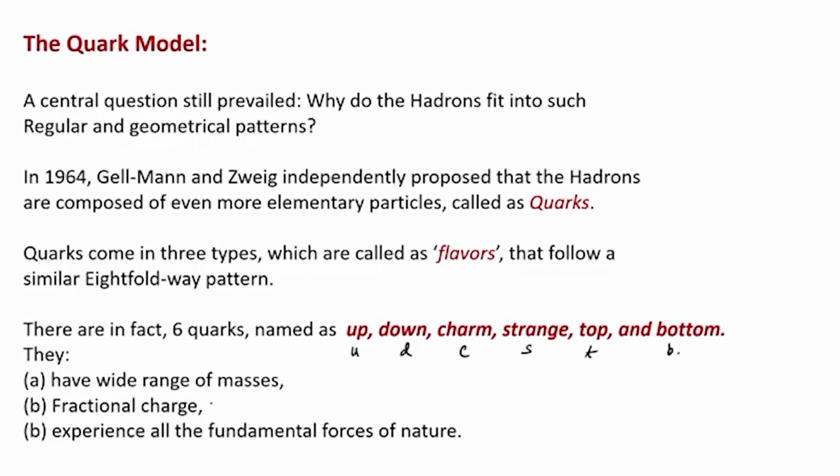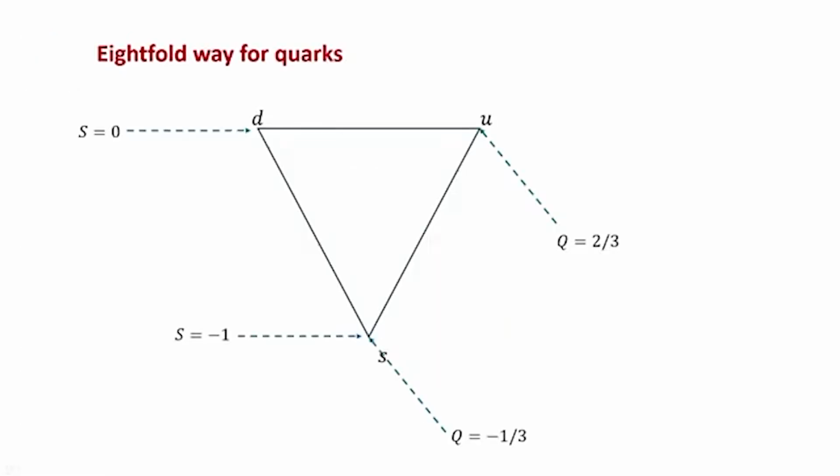They have a wide range of masses, they have fractional charge, we will see soon, and they experience all the fundamental forces of nature. So, going back to the quark picture, there is a d, u, s quark. This should really be written with a small s.